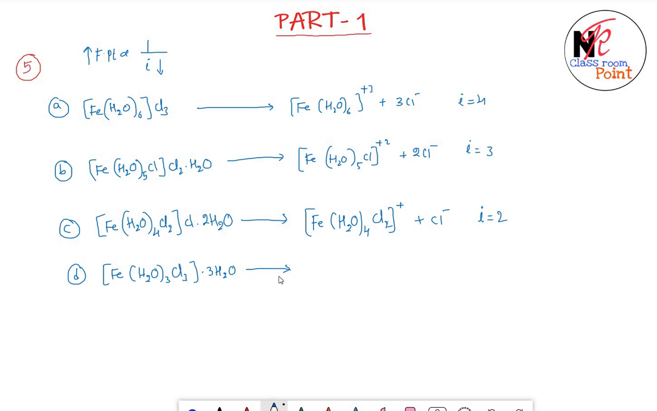And this complex does not dissociate. It remains as it is, because no ionic valence is there. Sorry, primary valence, ionic valence is not there. So no dissociation occurs, and it remains as one molecule, whereas the others give 2 ions, 3 ions, 4 ions. So for this, i equals 1. Here the less the number of ions, the less the i value, the higher the freezing point. Hence option D is correct. Now let's go for another question.